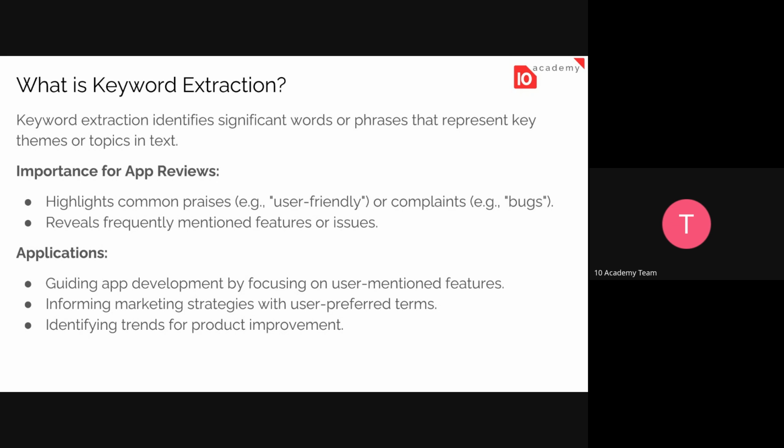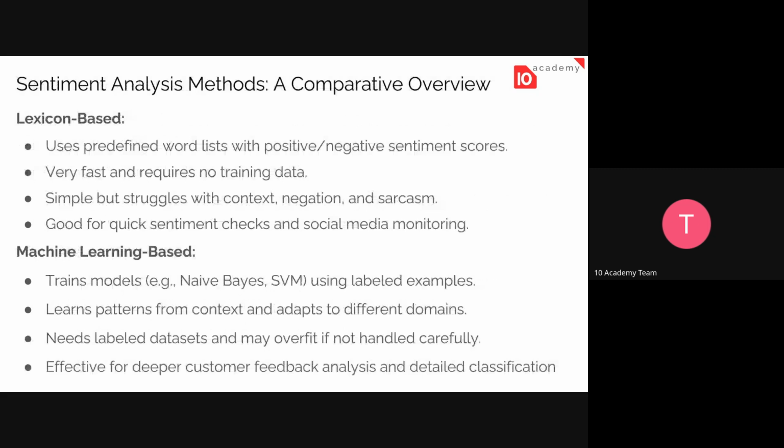Like I said, the importance is to highlight common phrases, such as user friendly, and complaints, revealing frequently mentioned features or issues. The most important applications are guiding app development by focusing on user-mentioned features, informing marketing strategy with user-preferred terms, and identifying trends for product improvement. So this is a use case of keyword extraction.